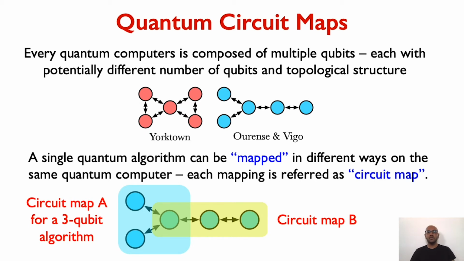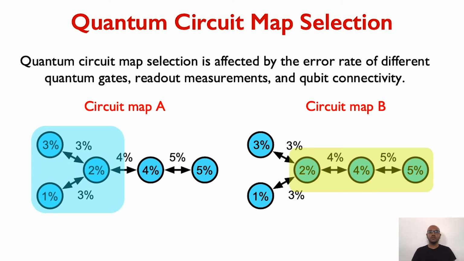So for example, here when we look at the Vigo layout, if our algorithm is 3 qubits, then it can be mapped using circuit map A, which is shown on the left, or circuit map B, which is shown on the right. The selection of circuit map is an important problem because depending on the chosen circuit map, the quantum algorithm can experience different degrees of error.